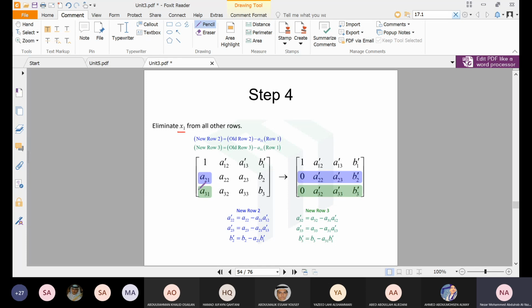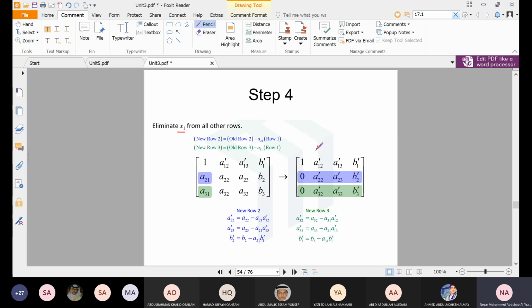And also, new row 3 is equal to old row 3 minus this coefficient multiplied by row 1, and we subtract between them. So as a result of this step, the diagonal element is already 1, and below it I have 0s. That means I canceled x1 now. Okay, so we update the coefficients in our matrix.